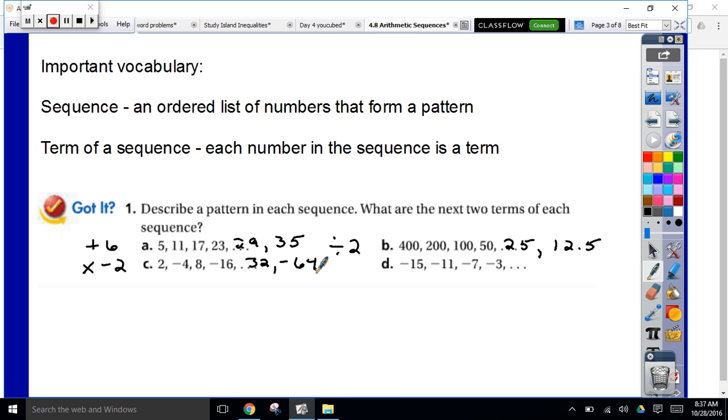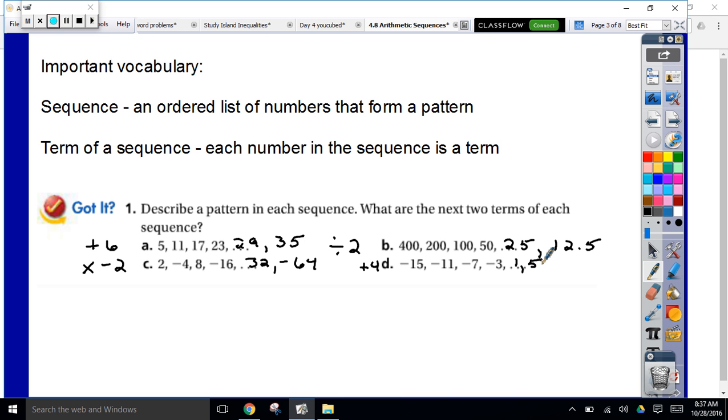Okay, and then the last one, letter D. Cole, what pattern is going on there? Plus 4. So what would the next 2 terms be? Good. Okay, moving on to the next page.